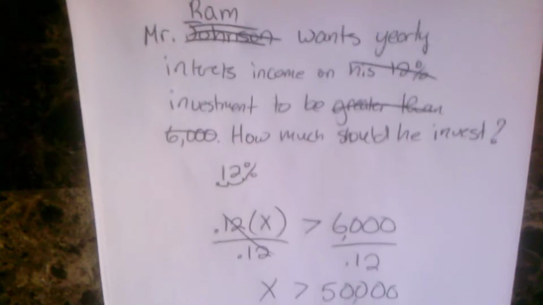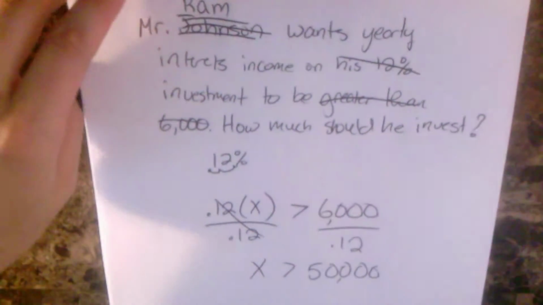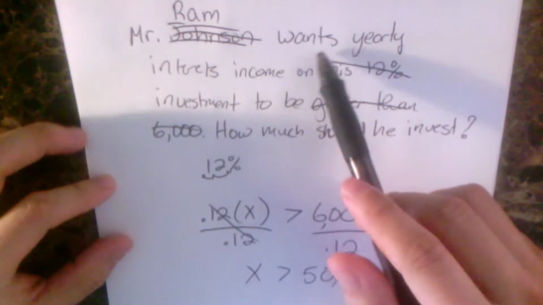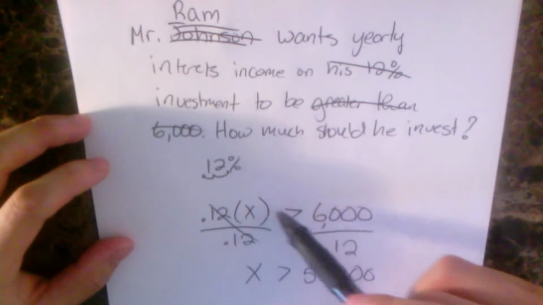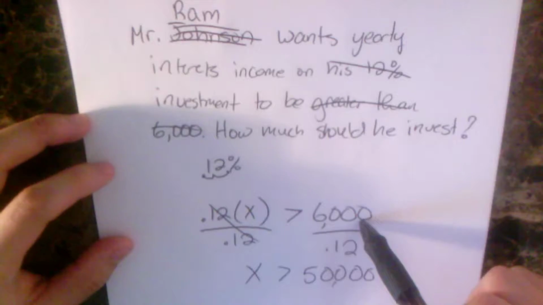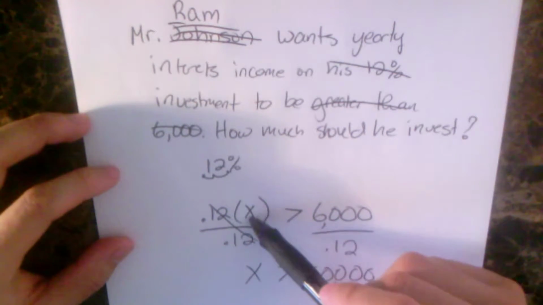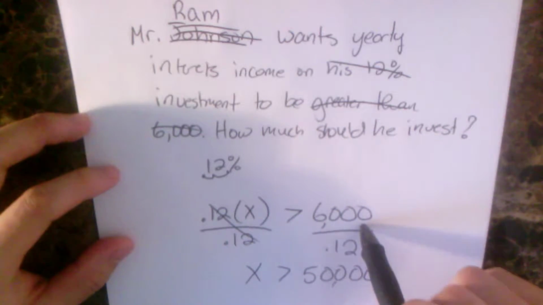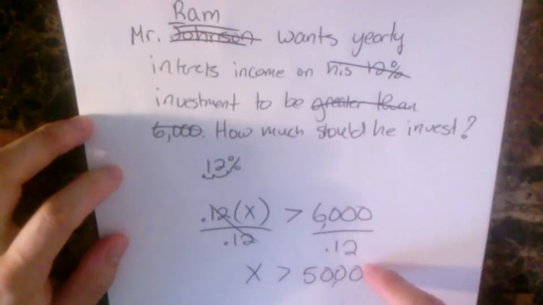Okay? So again, this is that whole problem. Some guy wants to invest in something. He gets a 12% return. 12% of something has to be bigger than 6,000. So we just set it up as 12% of some number, and of means multiply, is greater than 6,000. Then when you solve it, you'll get this. Again, you can use a calculator for this if you have to.